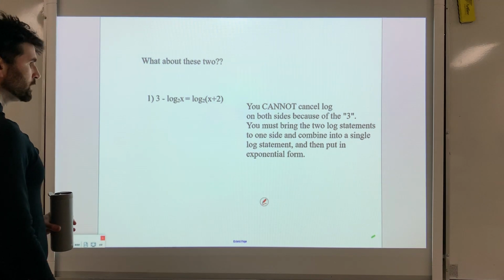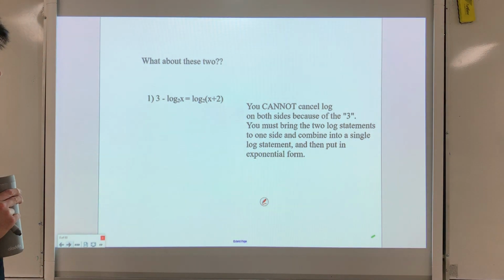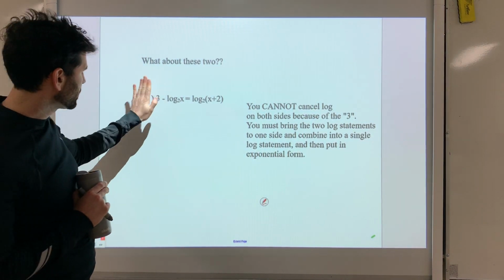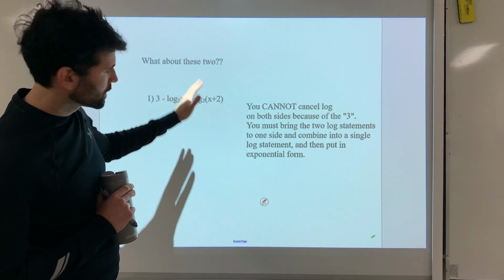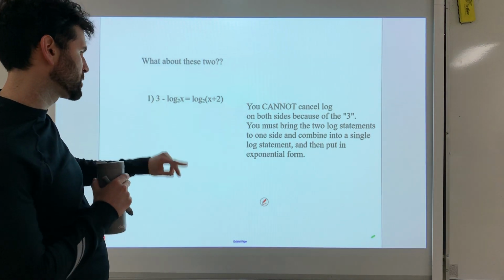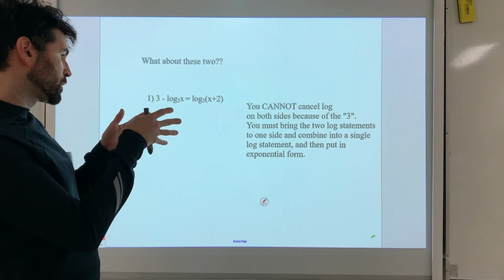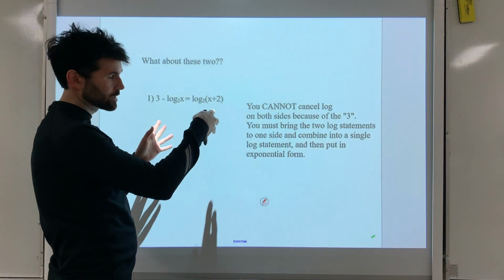So two more. What about these two? Well, this one is especially tricky. You cannot cancel log on both sides because of the 3. I would catch the people who aren't quite sure why they're canceling log. You can't just cross off the logs, you've got a 3 there. So somehow you must bring the two log statements to one side. You could bring this log statement over here and then combine it.